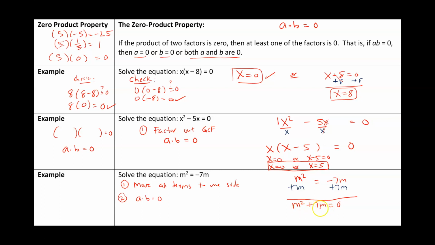Now I can factor this. They both have a common factor of m, so I have m times m plus 7 is equal to 0. Now according to the zero product property, either m has to equal 0 or m plus 7 has to equal 0. So one solution is already there, m equals 0. If I solve this, I get m equals negative 7. So this is going to be our solution.